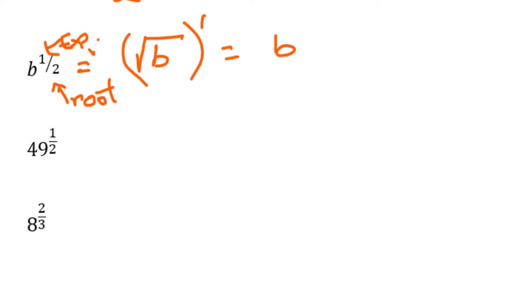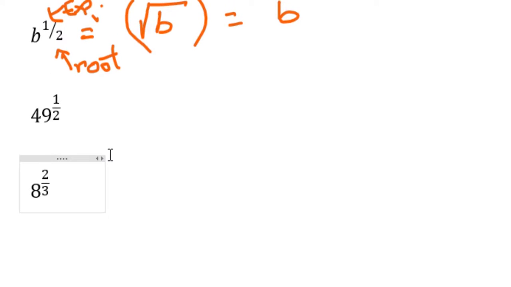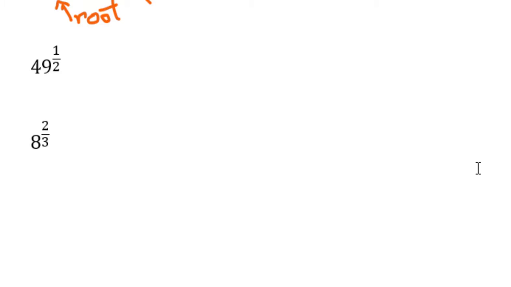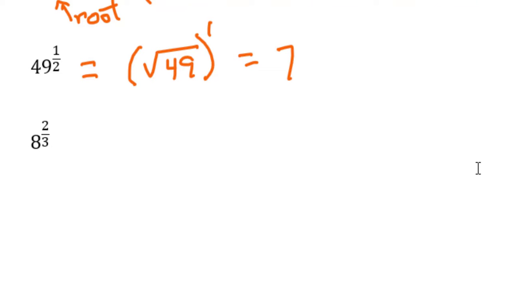If that doesn't make sense, don't worry about it. I understand that the variables can be a bit abstract, so I have another example for you with an actual number: 49 to the power of 1/2. Because my denominator is 2, that's a square root. So the square root of 49 to the power of 1. The square root of 49 is 7, and 7 to the power of 1 is simply 7. Hopefully that makes a bit more sense to you.